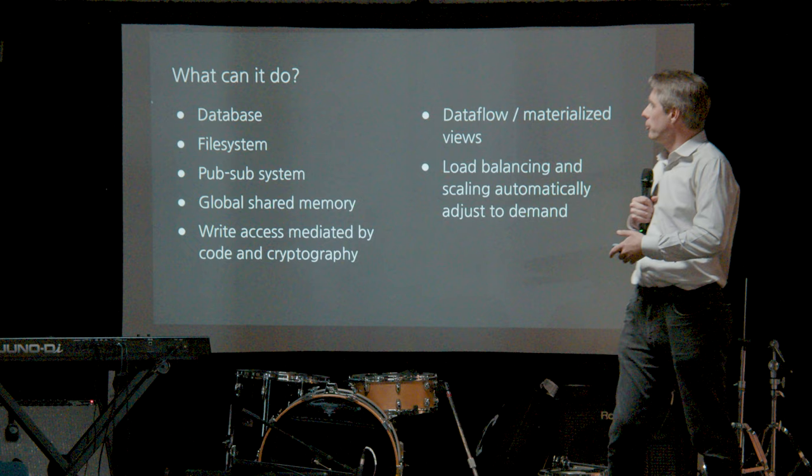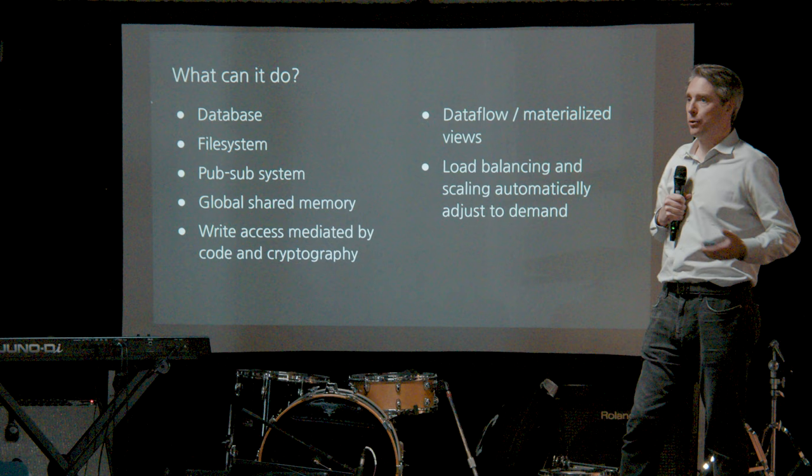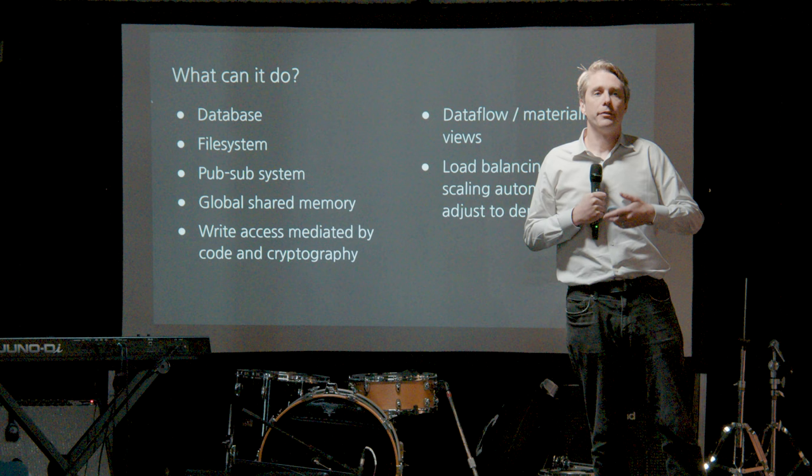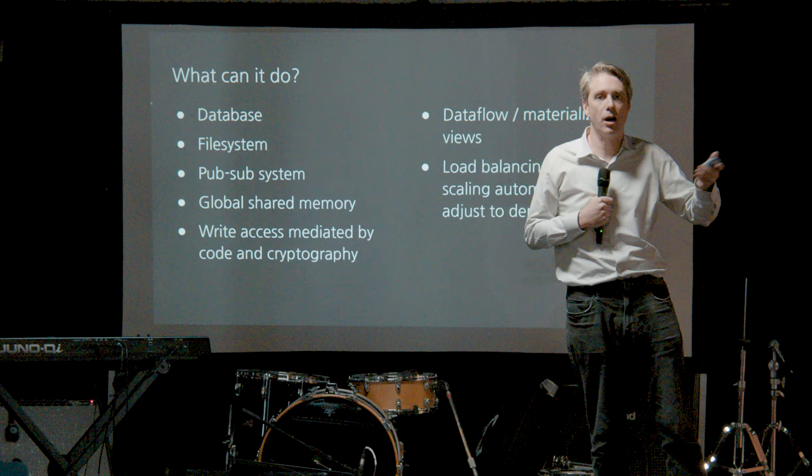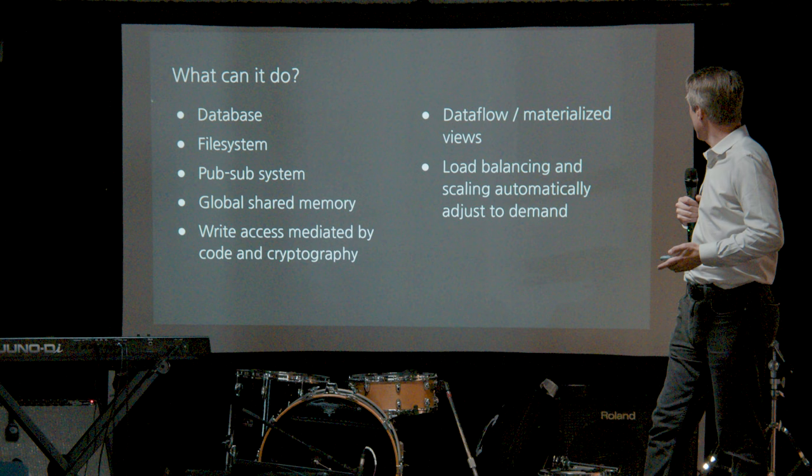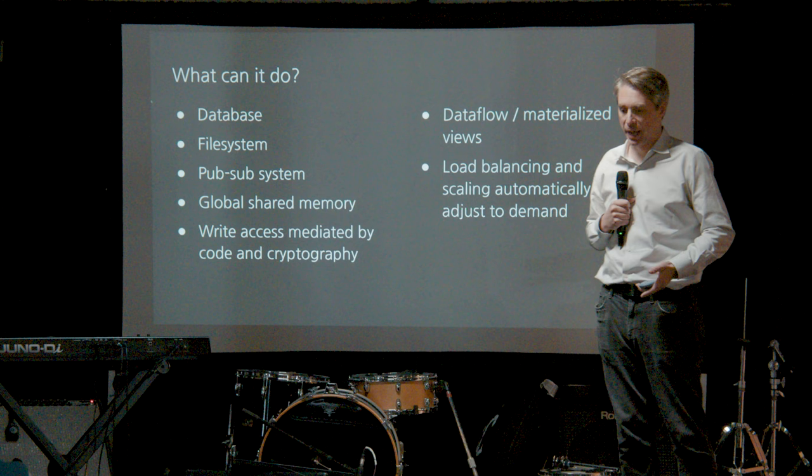We can also build quite sophisticated systems on top of this. So for example, we can build data flow systems, or you might call it materialized views in a database, where this can be used to do things like index data for a web search engine or solving distributed processing problems, potentially even training a large language model, et cetera. And then, as I mentioned, load balancing is automatic, scalability is automatic, it just scales up and down how replicated data is depending on the demand.